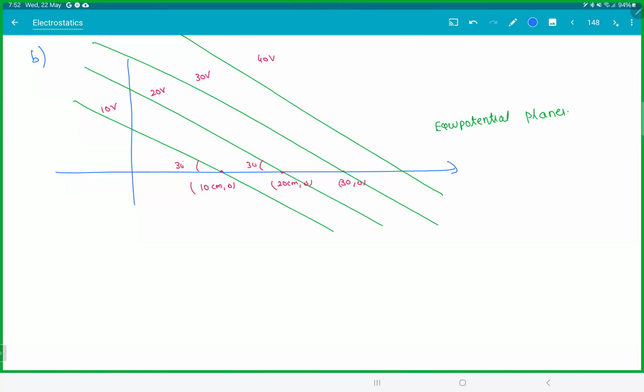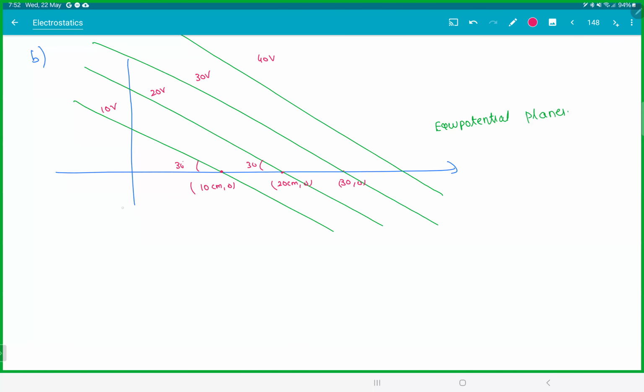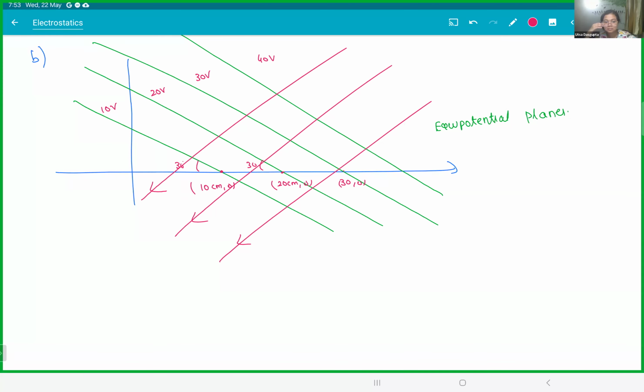What was the direction of the field? Perpendicular to the plane. So it has to be perpendicular to the plane. Which way? Up or down? Right or left? In the direction of the field, potential decreases. So this guy, yes, downward. And what will be the magnitude?